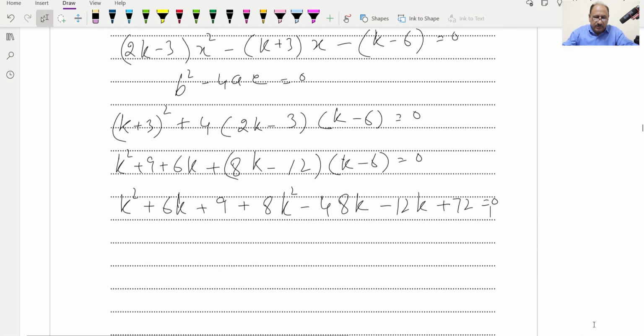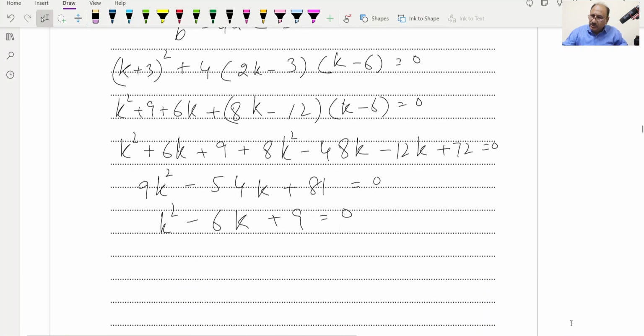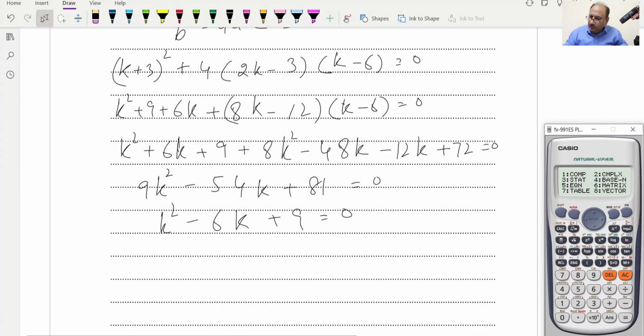Now adding like terms, we can write 8k squared plus 1k squared will be 9k squared, minus 54k and plus 81. By adding like terms, this is equal to 0, and we can write k squared minus 6k plus 9 if we take 9 common, and we can solve this quadratic equation.